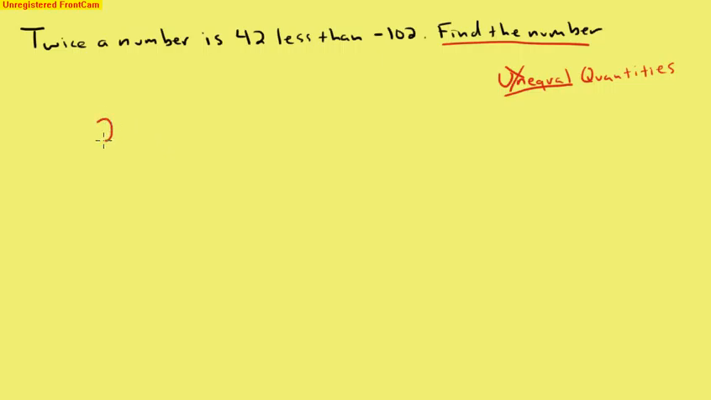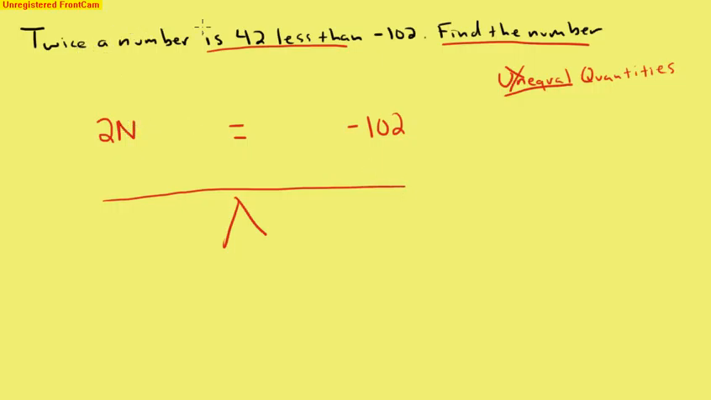So oftentimes we'll leave a space here. Twice a number is 42 less than, so I'm going to leave a space and say twice a number is negative 102. But it's not. If we think of our equation as a balanced scale, twice a number is not negative 102. Twice a number is 42 less than negative 102. So the scale looks like this: this side's heavier because the other side is 42 less than this side.